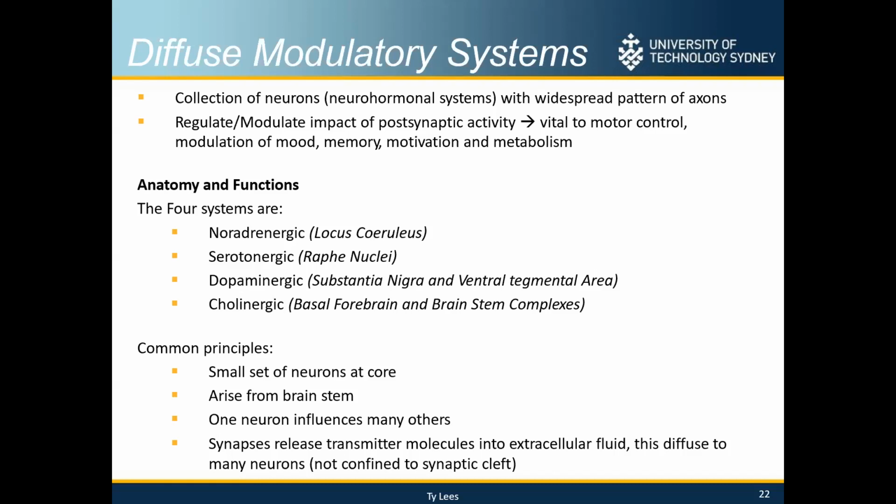Each system has its own origin and targets in the central nervous system. They all share a common principle, however, including being composed of a small set of neurons at the core, having these neurons arising from the brainstem, and having one neuron influence many others. Lastly, the synapses from these neurons release neurotransmitter molecules into the extracellular fluid, which diffuses to many neurons that are not confined in the synaptic cleft. Therefore, these systems are referred to as the diffuse modulatory system.